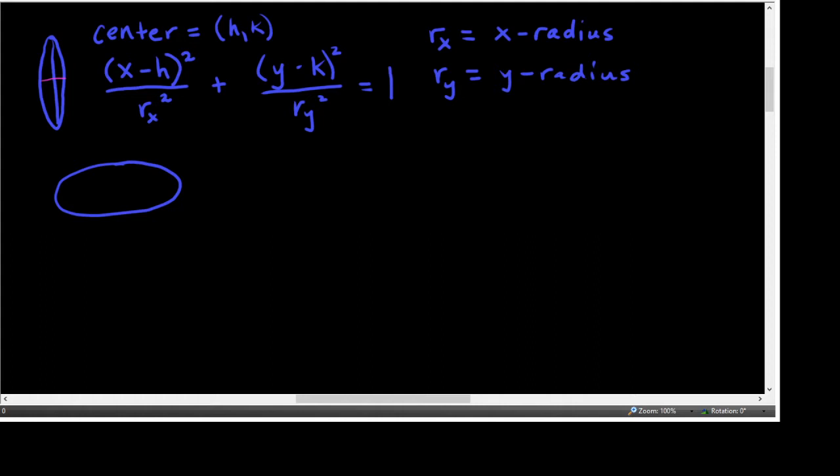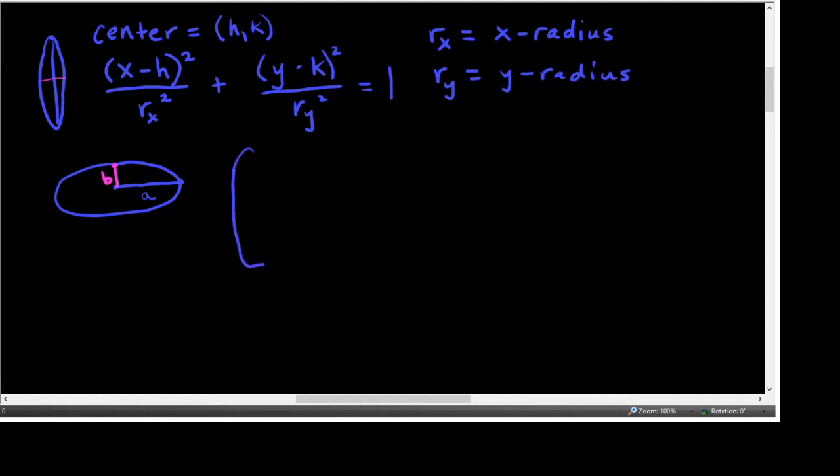All right, so as it turns out, if we were to measure the distance from the center to the vertex, that distance would be A. If we were to measure the distance from the center to the endpoint of the minor axis, that would be B. And so you notice in this particular picture, A is R sub X and B is R sub Y. Whoops, hold on. Let me change my colors here.